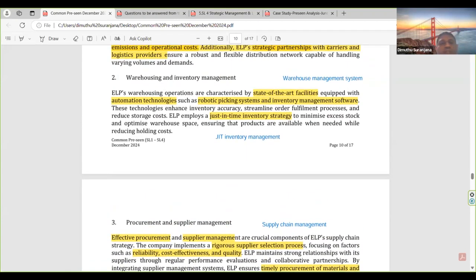So look at the inventory management also. That is within your study text. Another area to be looked at.